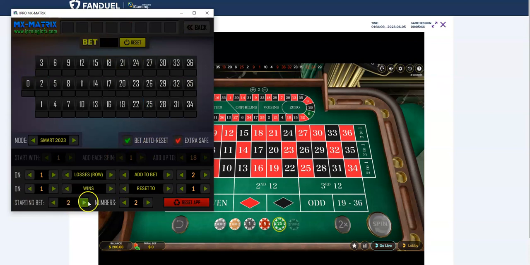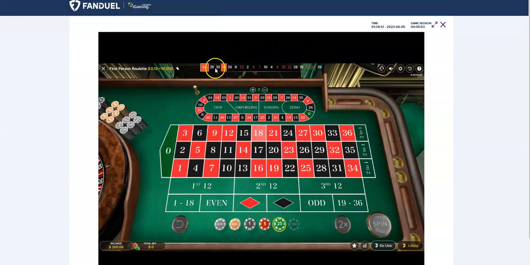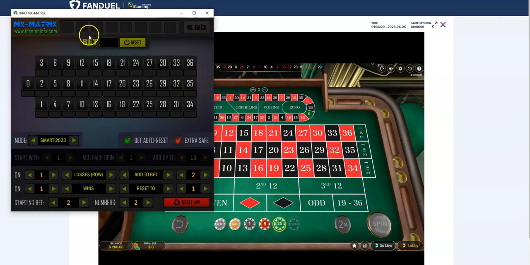So I'm going to use a starting bet of 2. I'm going to look for 2 numbers, 1 loss in a row. I'm going to increase by 2, and I'm using Smart 23. So 1, 2, 3, 4. 1, 2, 3, 4, 5, 6, 7. Alright, so I'm going to start with 25. I'm going to start inputting the numbers.